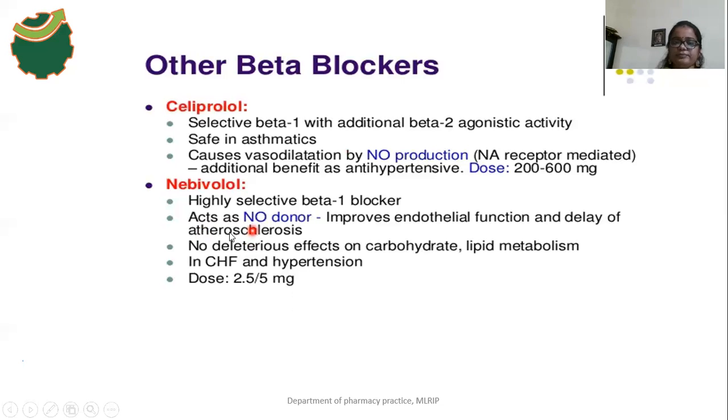Atherosclerosis means there is a formation of plaques, a deposition of cholesterol and lipids at the wall of blood vessels. There is an accumulation of lipids along with free radicals in the inner wall of blood vessels, and the cholesterol deposited in the walls of blood vessels is called atherosclerosis. But here, this nebivolol drug causes a vasodilation effect.